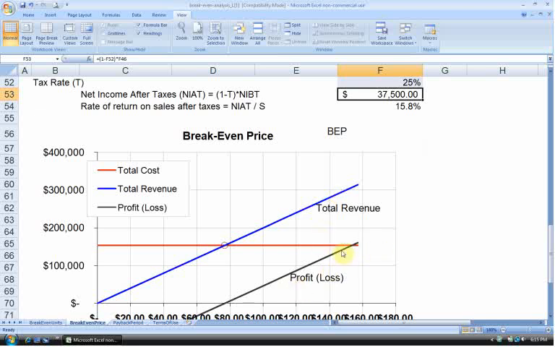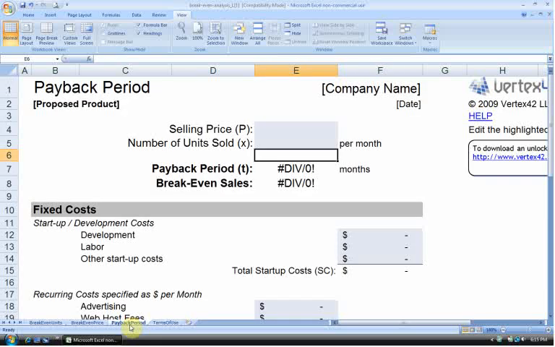and a profit line. Finally, let's move over to the third template here, which is the payback period. In this particular template, we input both the selling price and the number of units sold, and what we get is a number of months that it's going to take to get paid back. How long is it going to take for us to break even? So this will give us some sense of time horizon.